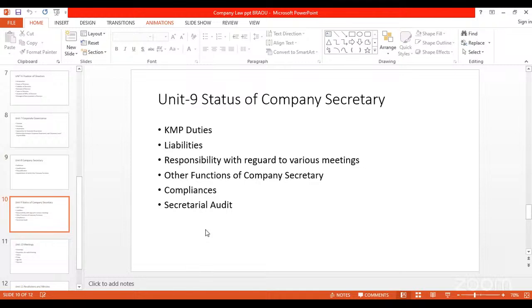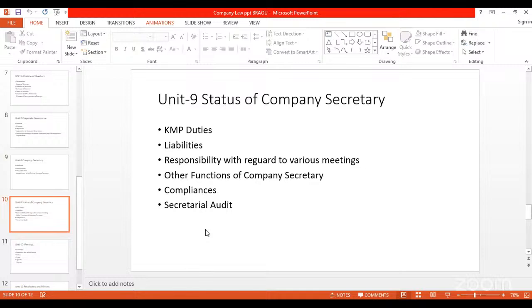So the duty of CS is this. Other than that, to assist the board in ensuring good corporate governance. Also, in the event of winding up of a company, he has to verify the statement to be submitted to the liquidator. Then, to ensure that every legal document of the company is affixed with stamps of requisite amounts. We need to be very careful about that.